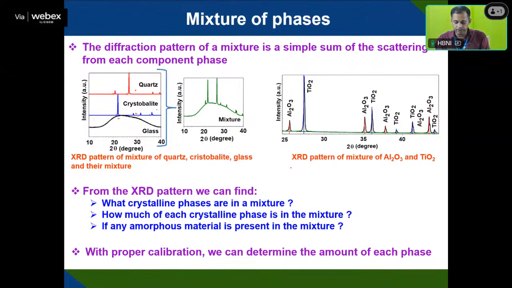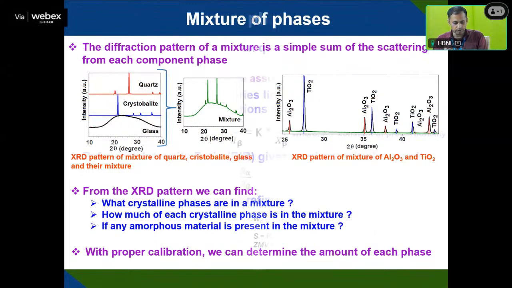You can see even in the XRD pattern of Al2O3 and TiO2, they are mixed. So you can find out what percentage of individual component Al2O3 is there, and how much TiO2 is there. That can be identified, and also how much amorphous content is present in the mixture. Those can also be distinguished by using proper calibration.